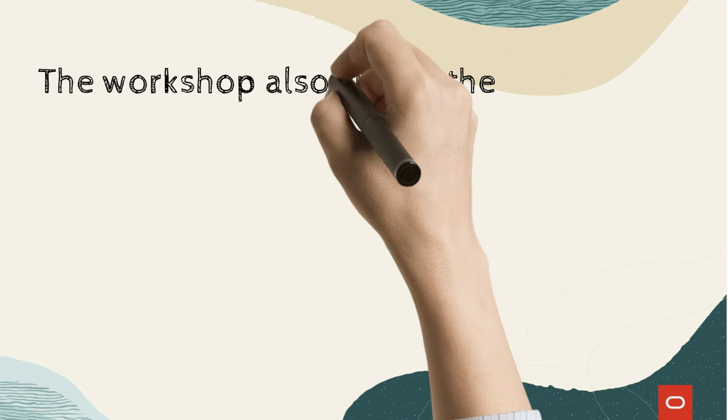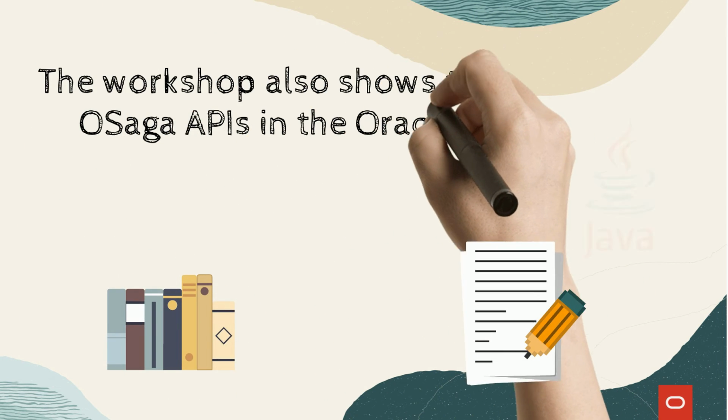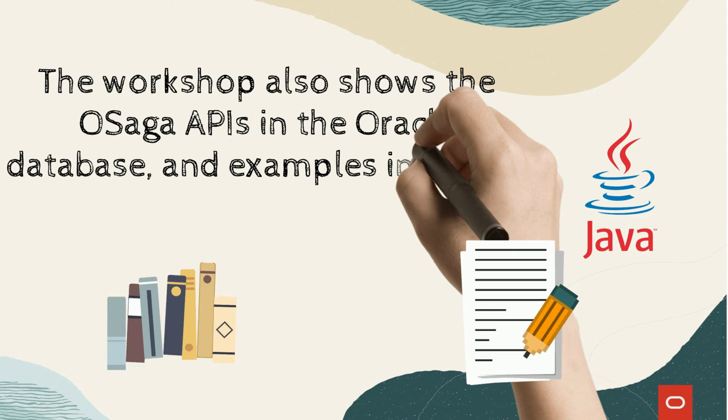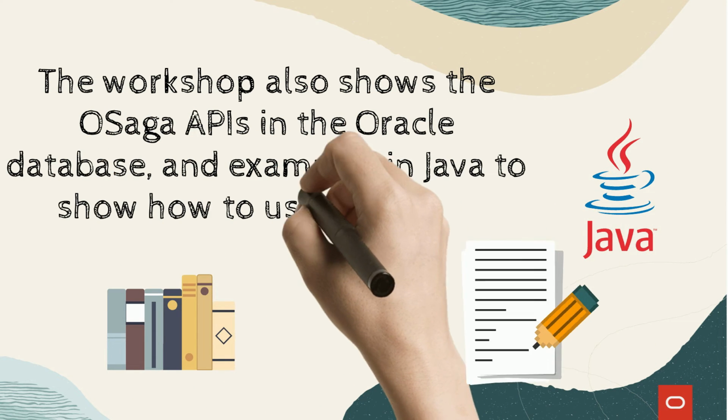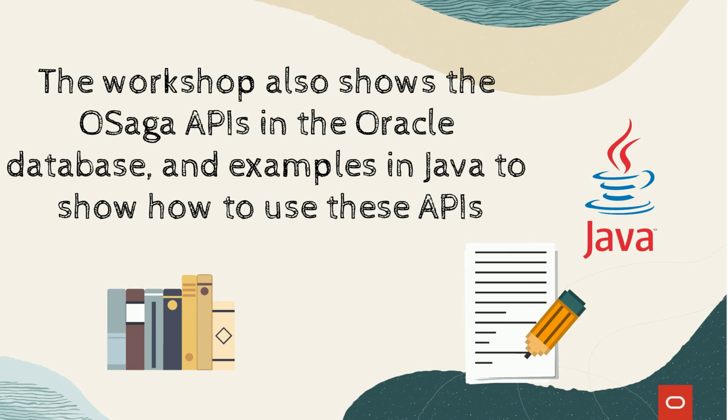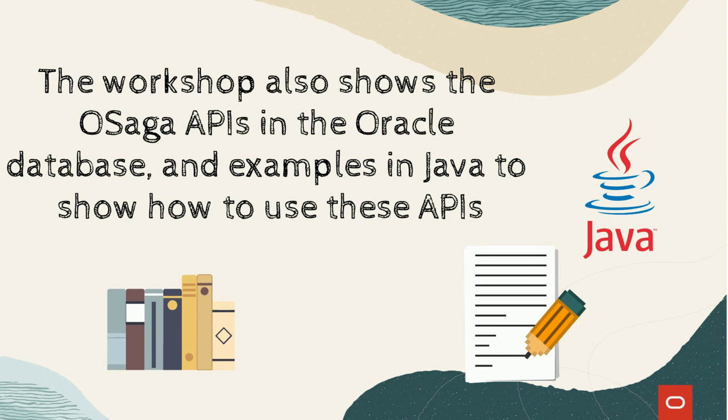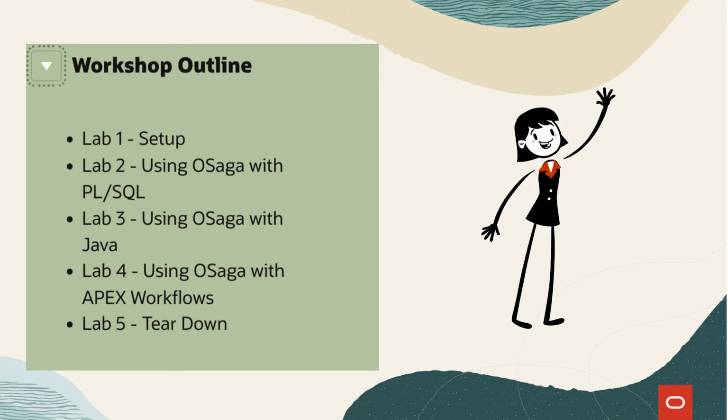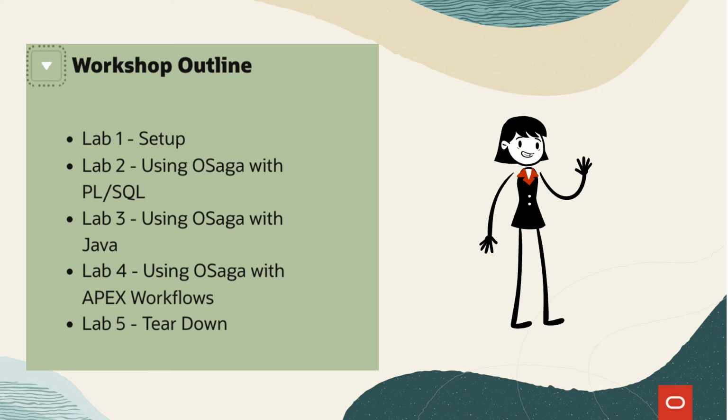The workshop also shows the Saga APIs in the Oracle database and examples in Java to show how to use these APIs. This is the workshop outline. Lab 1 is set up. Lab 2 is using Saga with PL/SQL. Lab 3 is using Saga with Java. Lab 4 is using Saga with Apex workflows. Lab 5 is tear down.